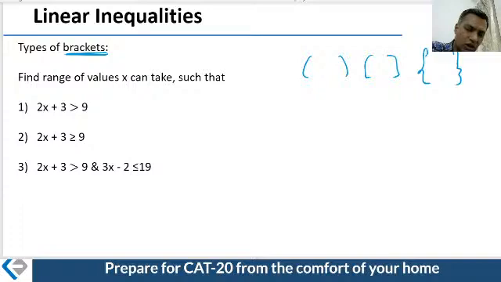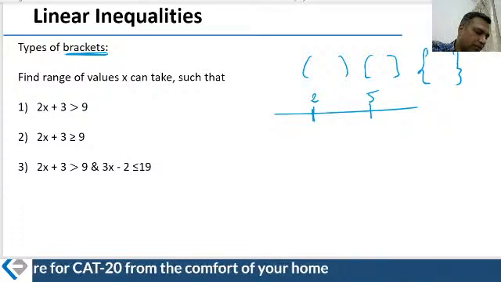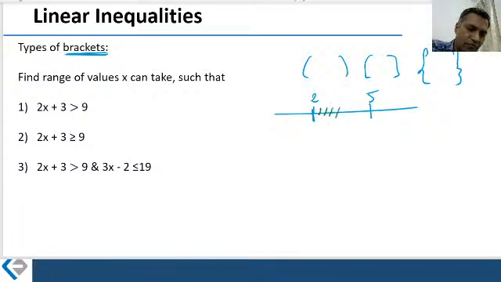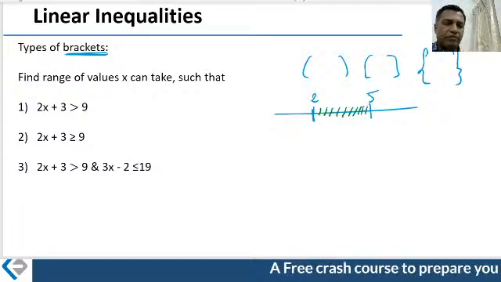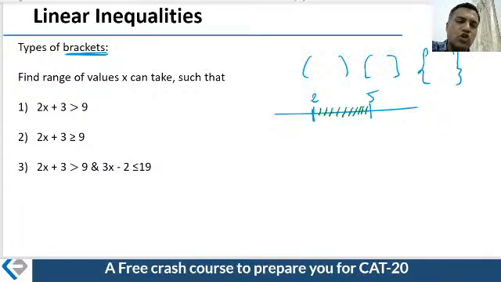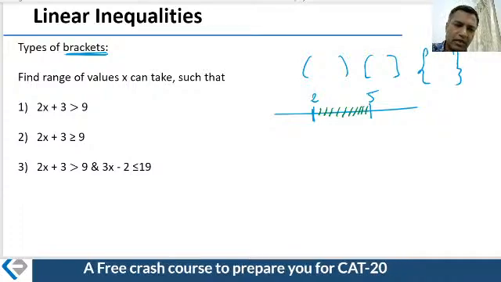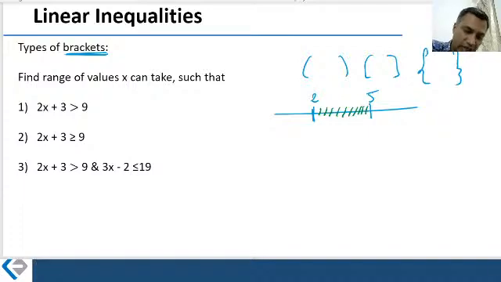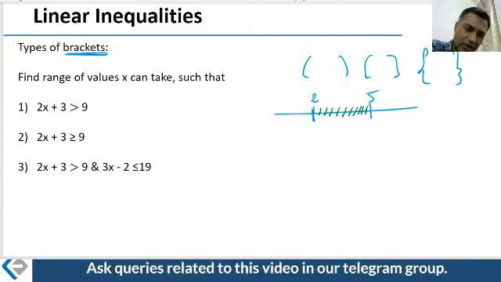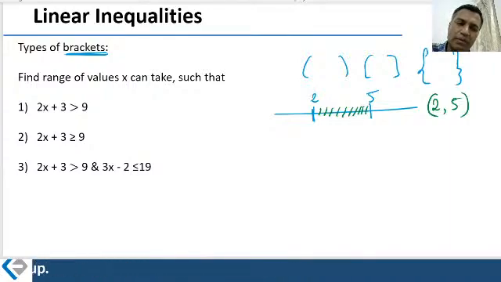Say for example, on a number line you have the number 2 and the number 5. If you would like to say that all real numbers between 2 and 5 are fine, but 2 and 5 should not be included, which means 2.1 is fine, 2.01 is fine, but 2 and 5 themselves are not, that thought is represented as a simple bracket with 2 and 5. Inside the simple bracket, 2 is not included, 5 is not included, but all real numbers between them are included.